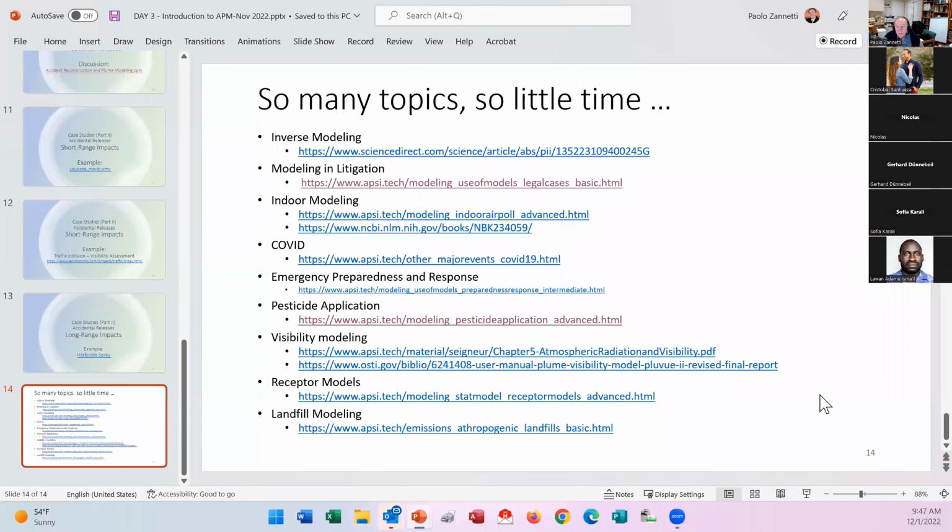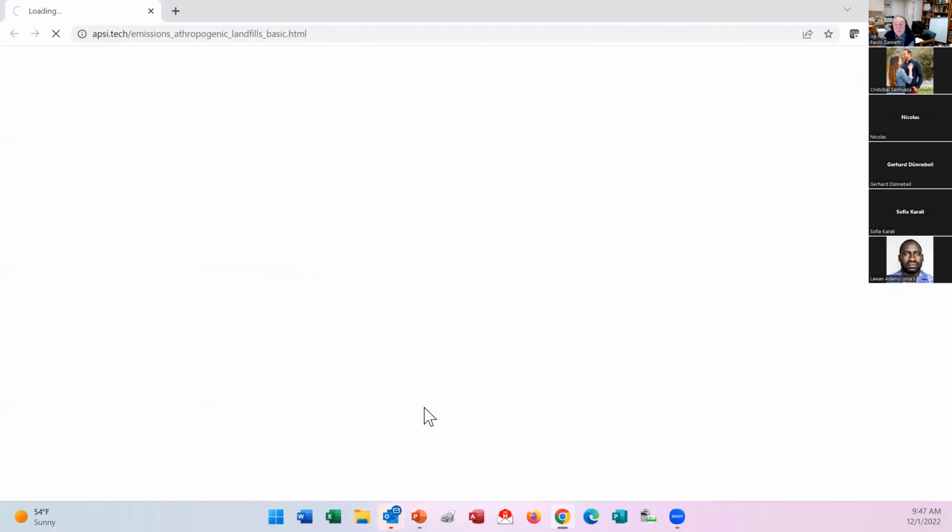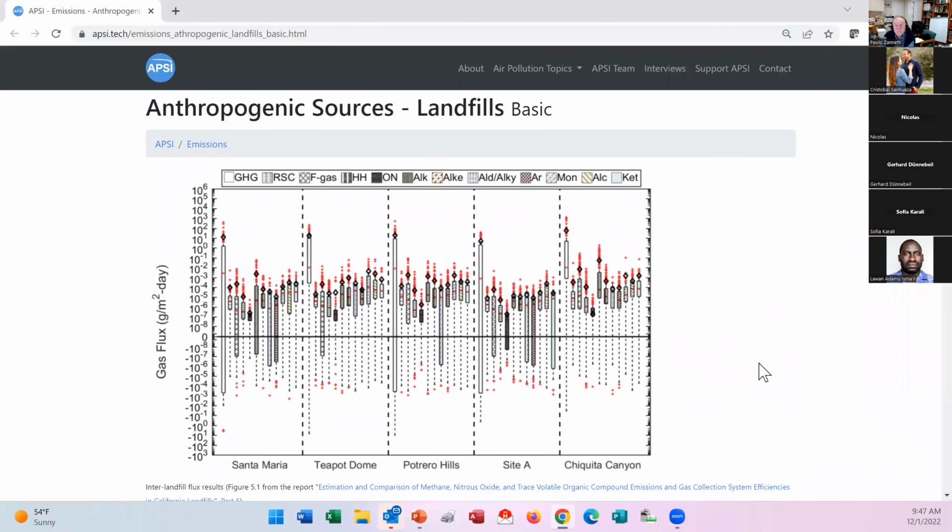Visibility modeling, we talked about visibility modeling. There is more material here. Receptor model, we talked briefly. And landfill modeling is quite interesting. This gives you an idea of the emissions from a landfill. Just look at the order of magnitude of the gas flux.